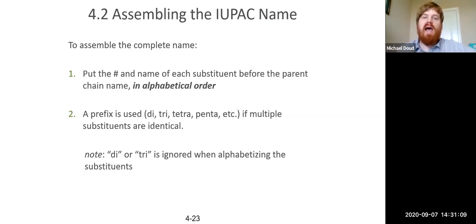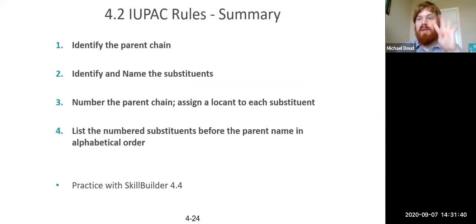If you have 2, it's di, 4 is tetra, 5 is penta, and then from there it would be hexa, for example. Now, a little annoying: when you're alphabetizing the substituents, you're going to put them together in alphabetical order, but dimethyl is going to be alphabetized the same way as methyl, the same way as trimethyl. You ignore di and tri when you're alphabetizing those substituents. Okay, so there we go. It's our 4-step process. So always refer back to this 4-step process.